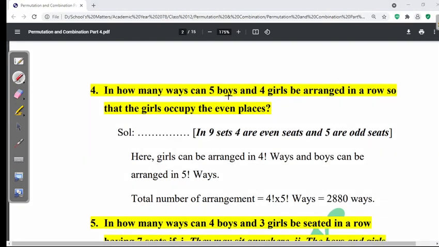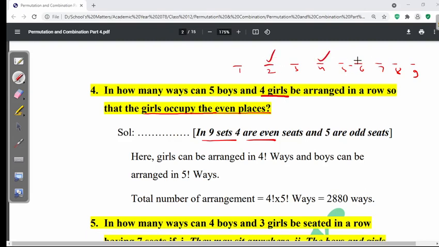In how many ways can 5 boys and 4 girls be arranged in a row so that the girls occupy the even places? Girls occupy the even places. There are 9 seats, 5 boys and 4 girls in a row. 1, 2, 3, 4, 5, 6, 7, 8, 9. Out of these 9 seats, 4 are even. Our condition is girls occupy the 4 even places.